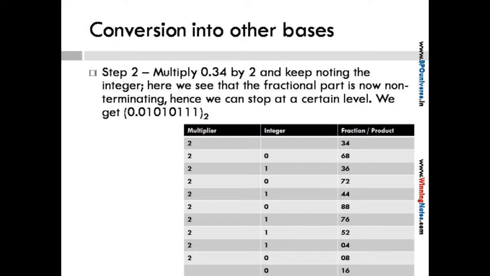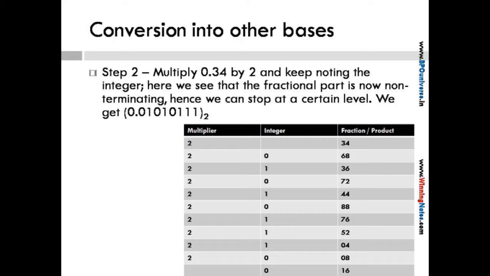You again multiply 36 by 2, you get 72. You multiply that 72 by 2, you get 144. So in 144, 1 is the integer and 44 is the fraction part. So you keep the fraction part over there. If we keep on doing like this, you will see that we are going on and on. Hence we can stop at a certain level. It is non-terminating. It is not going to terminate because somewhere or the other you will keep on getting a product. So we can stop here and we write it in a simple manner.